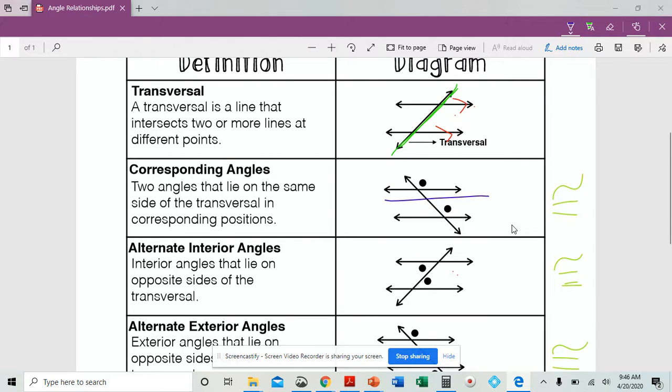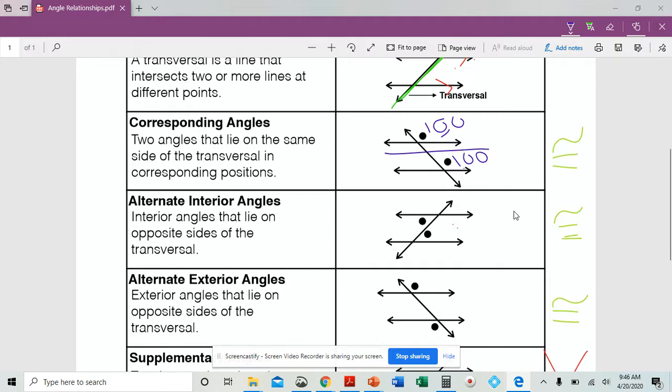So if this was 100 degrees right here, then that means that this angle right here would also be 100 degrees. So we just need to remember that corresponding angles are congruent to one another.